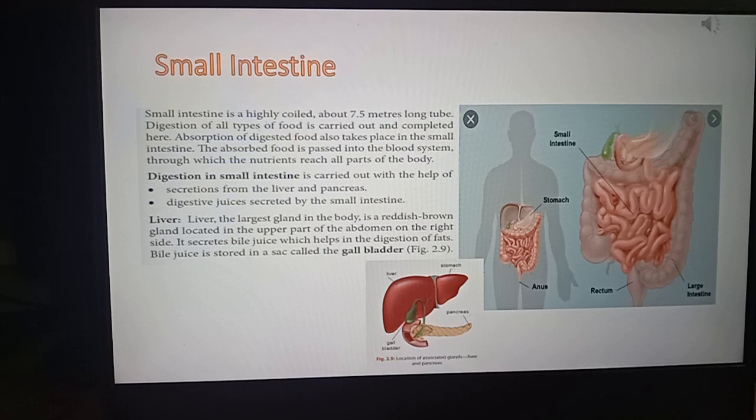So here I complete the digestion in the small intestine. In the next class, I will be discussing absorption in the small intestine, and I will deal with it further. So here I end my topic. Thank you.